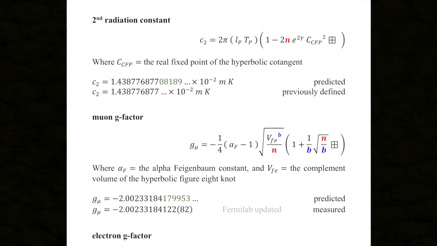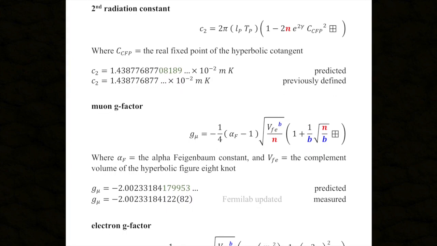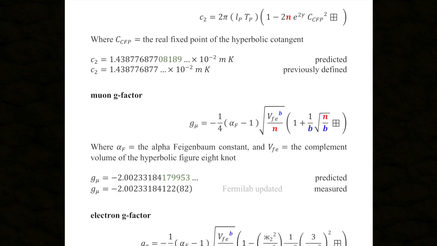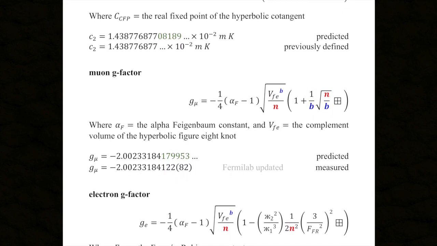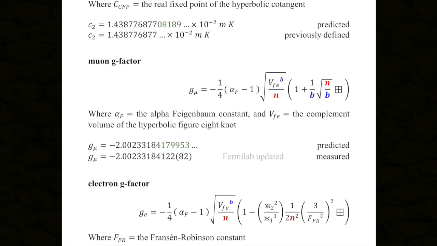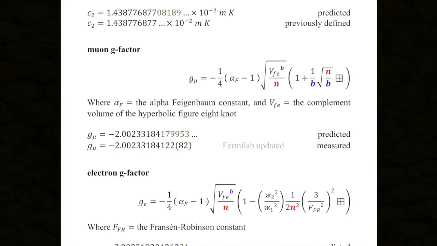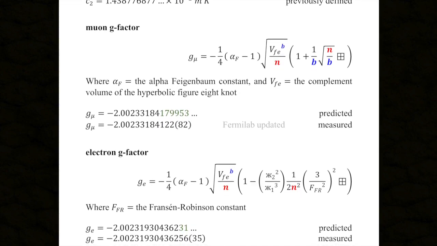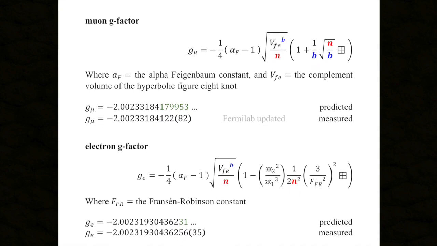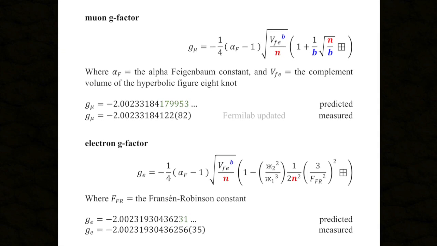The muon g factor is equal to -1/4 times the alpha Feigenbaum minus 1 construction, multiplied by the square root of the volume of the hyperbolic figure 8 knot to the 7th power over 5. And the terminal action is 1 over 7 and the square root of n over b, so 5 over 7.